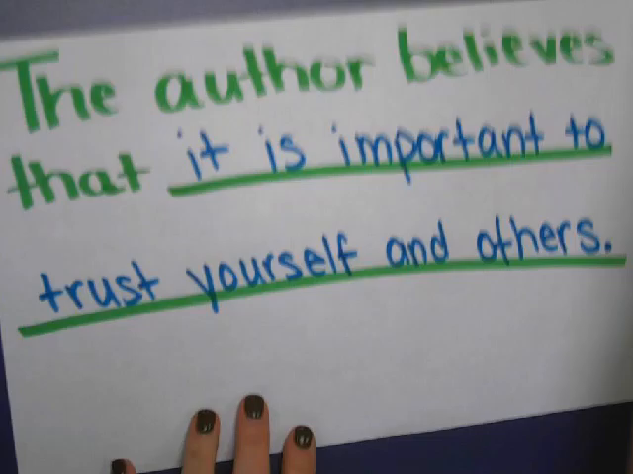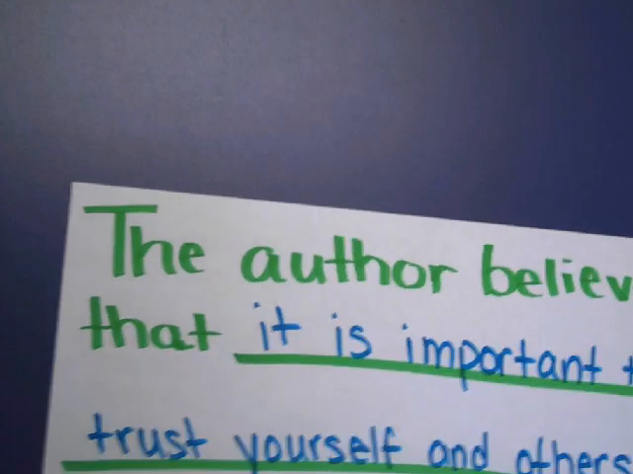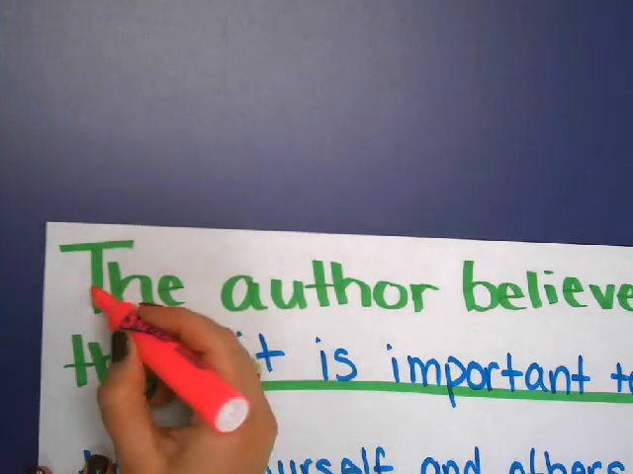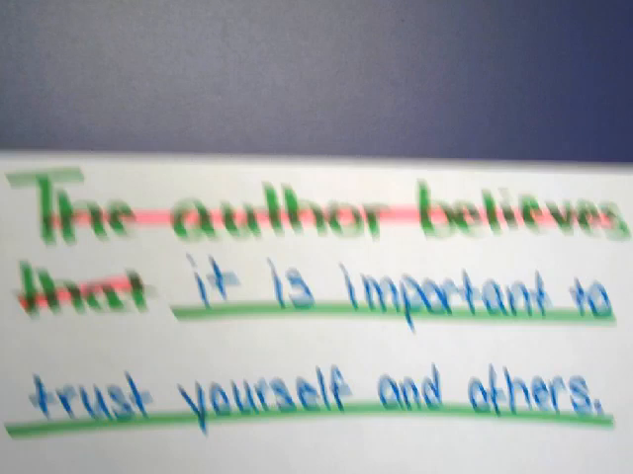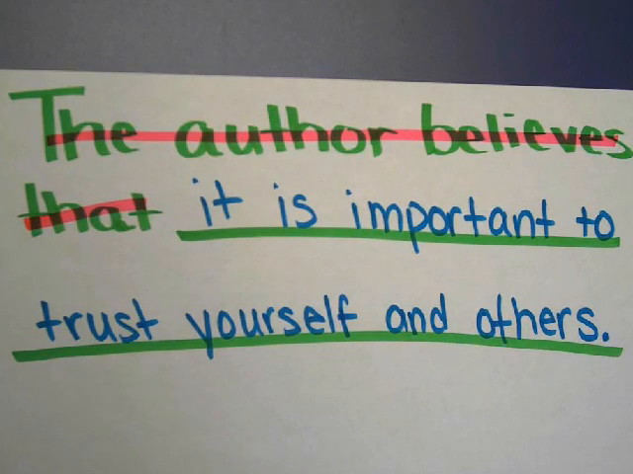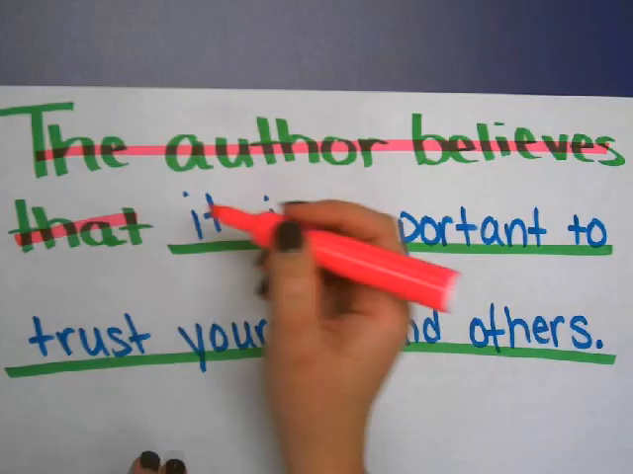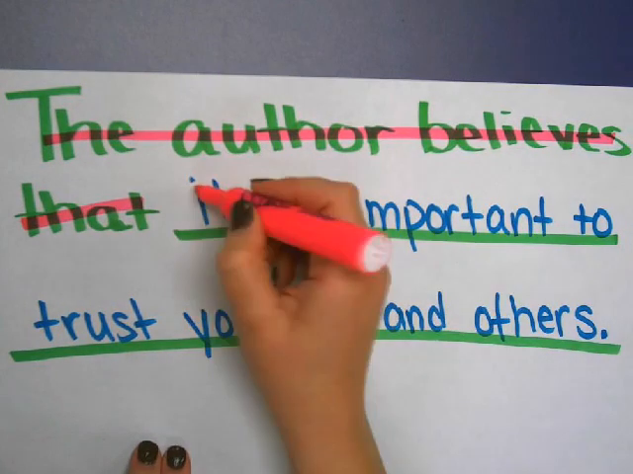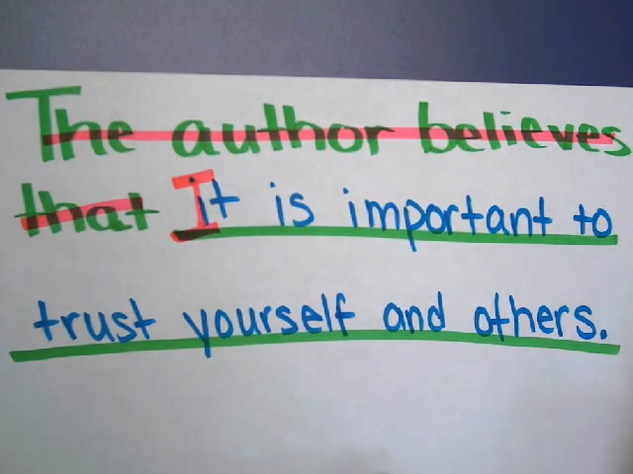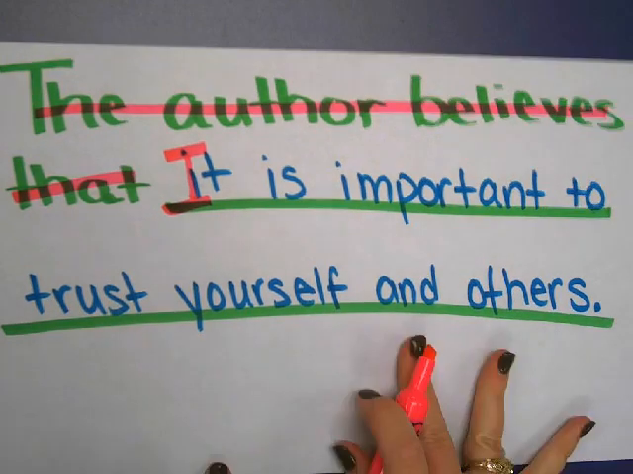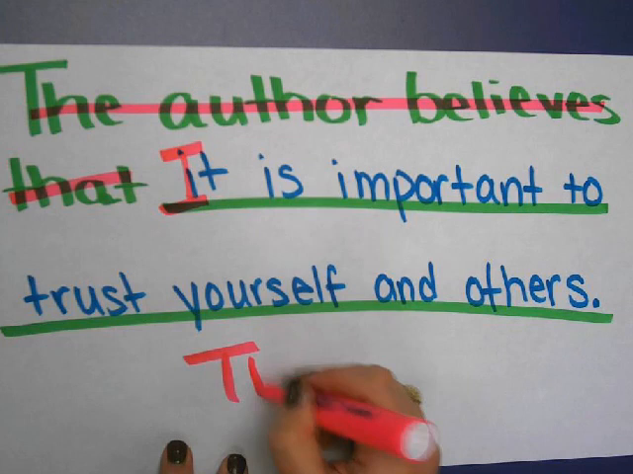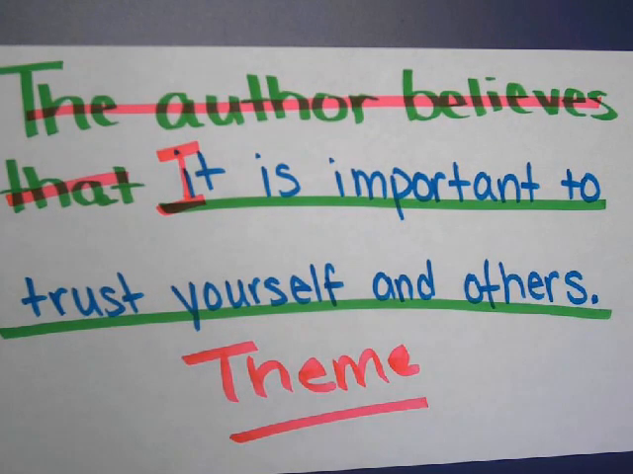So let me show you what that looks like. All right, so I'm going to come right here, and I'm going to cross this out. The author believes that. That is not part of my theme. I'm going to get rid of it. Now, the other part of step 5, it said to revise. So now I'm going to just basically fix my sentence. It is important to trust yourself and others. And ta-da, guys, I have my theme. It is important to trust yourself and others. So that would be a good theme for the movie Finding Nemo.